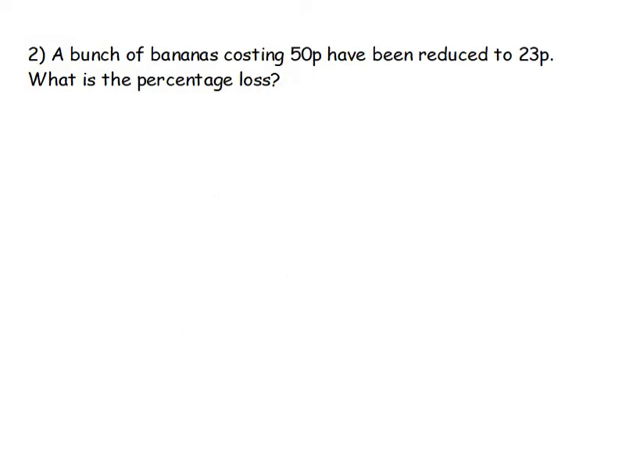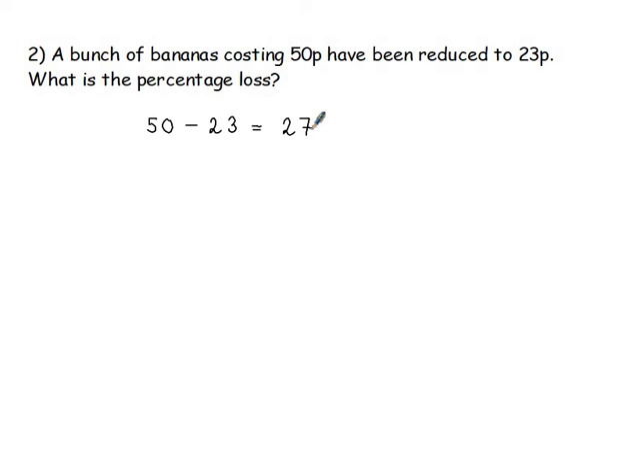Question 2 then. A bunch of bananas costing 50p have been reduced to 23p. What is the percentage loss? So we're going to work out the change first. So remember, that's the difference between the two prices. So we're going to do 50, take away 23, gives us 27. Remember, if you can't do it in your head, do a subtraction sum.